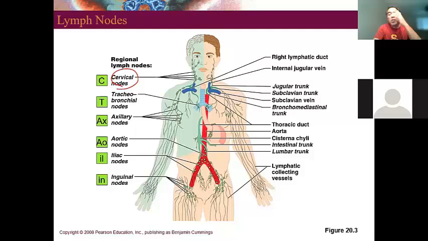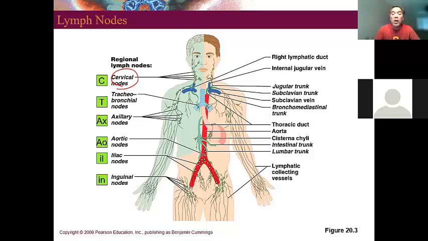Now, if you notice, it drains the face and the inside of the head. So whatever infection that you have located in the area of the face and the head will be drained by the cervical nodes. When you have an infection like a pharyngitis or a tonsillitis, you can actually feel the nodes. They become tender and inflamed. That's going to be just under the mandible. So those are called cervical nodes.